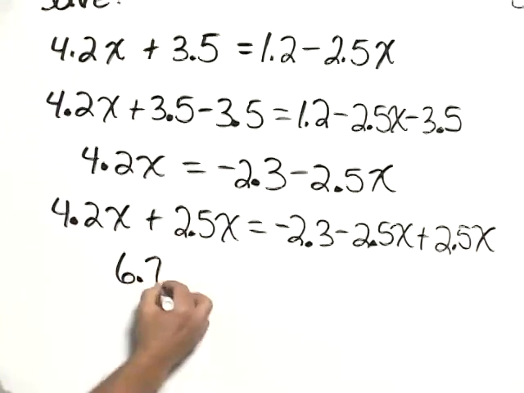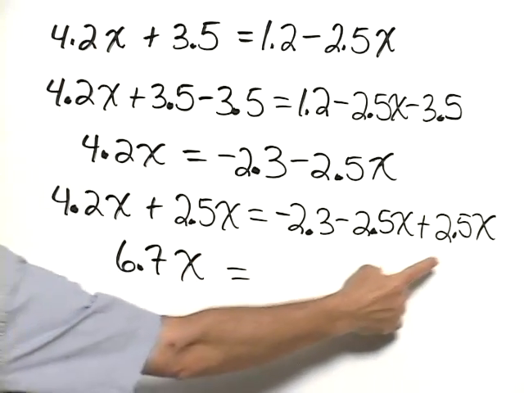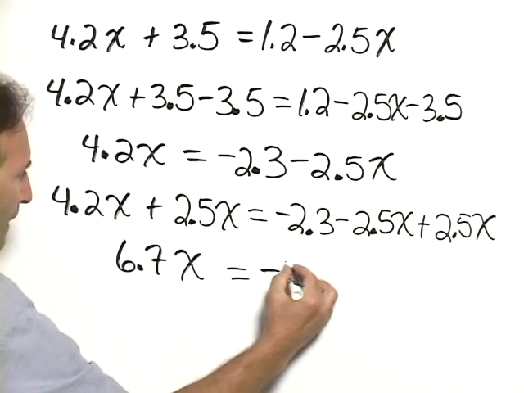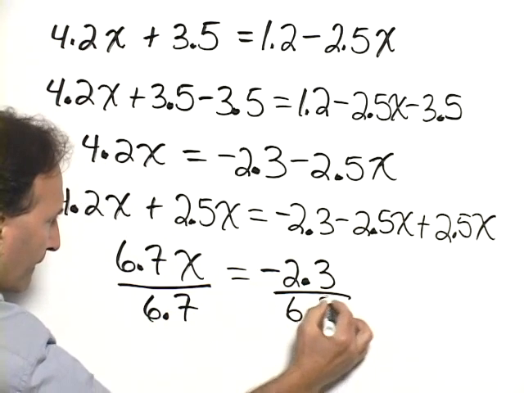6.7x. And on the right-hand side, these sum to 0, so the result is just negative 2.3. The next step would be to divide by the coefficient of x. So we'll divide both sides by 6.7.